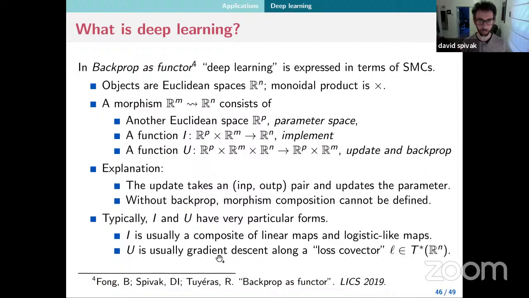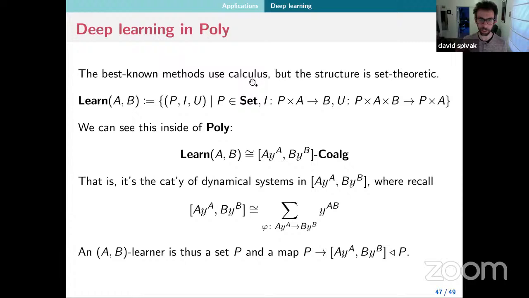So yeah, it uses calculus in all the best known methods, but the structure here at least is set theoretic. So for a learner, if I have sets A and B, I'm trying to learn a function from A to B, what do I need? I need a parameter set P, I need a function from P times A to B, a parameterized function from A to B, and I need an update from P times A times B to P times A. But we can see that in Poly, it's exactly the coalgebras of this internal hom.